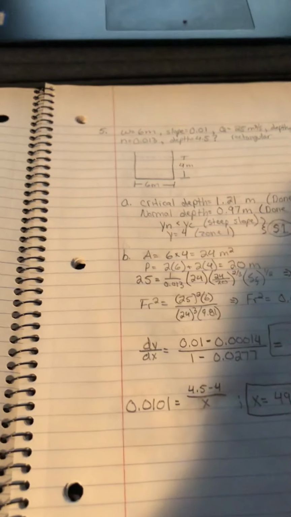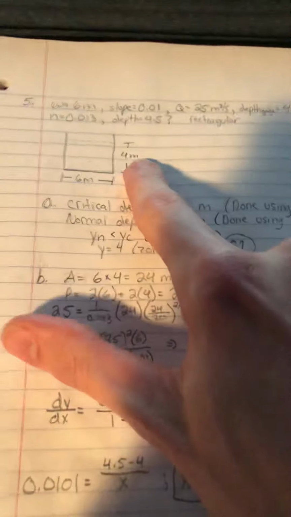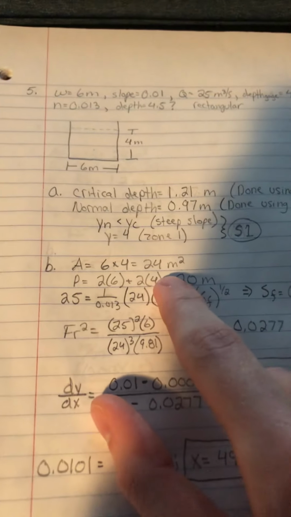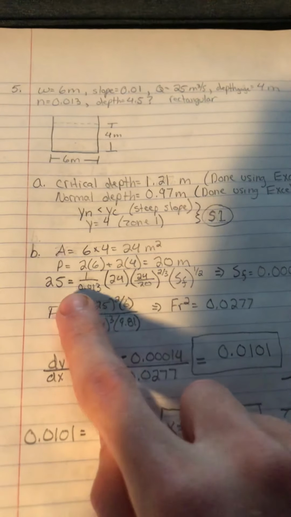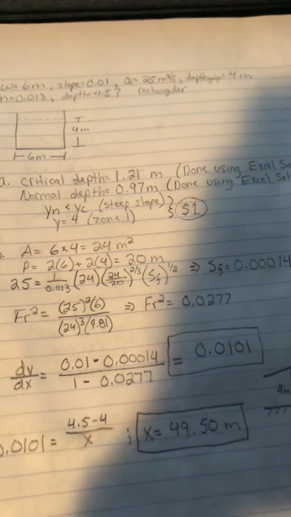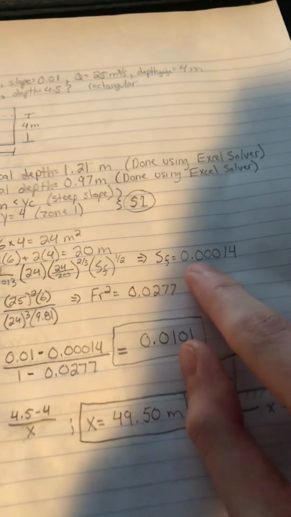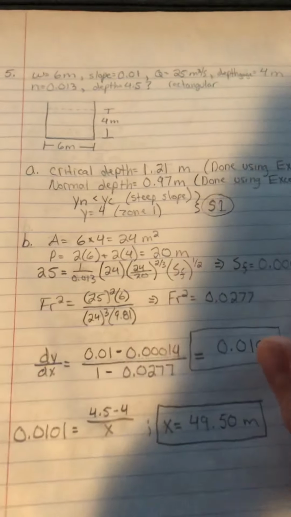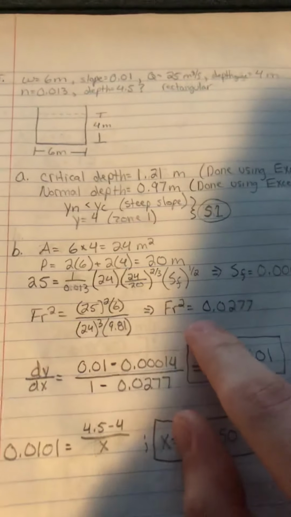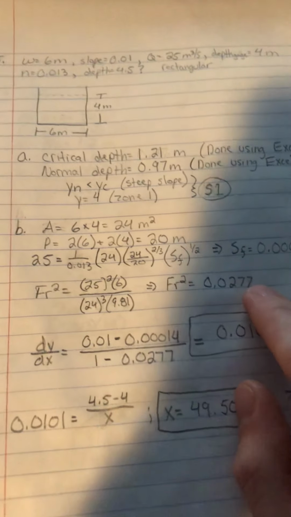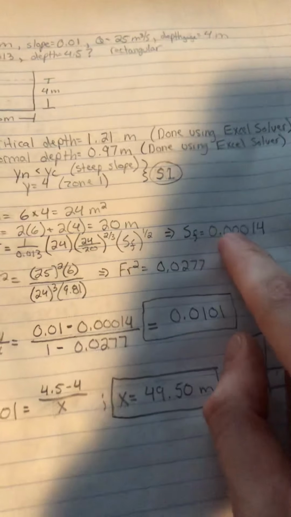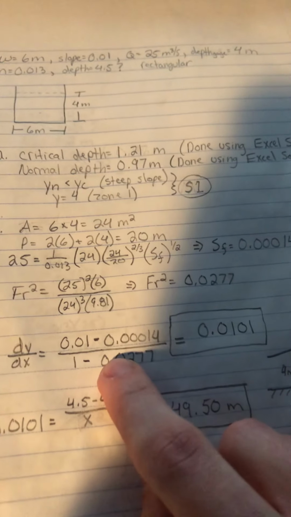For part B, we're doing the water surface slope. So the area at a height of 4 meters, 24. The perimeter, 20 meters. And then we set up the equation to find SF. We get a value of 0.00014. And we use the Froude equation. We get this value, 0.0277. And then we can use these two numbers to plug in this equation.